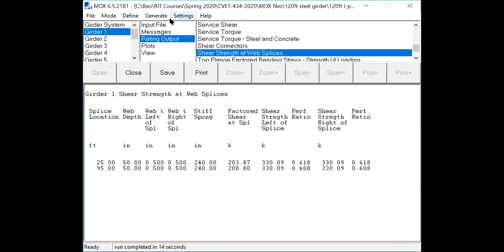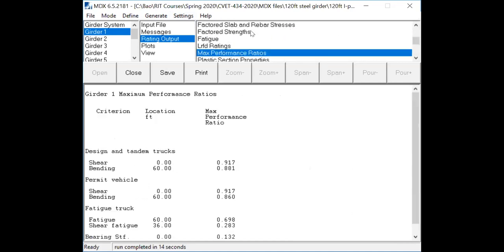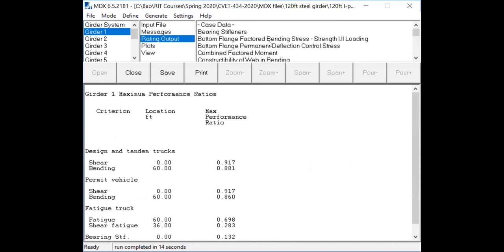But for girder design, we focus on the maximum performance ratio as well as the deflections, so we can check both the strength limit as well as the service limit. Okay, so that's it for this example.